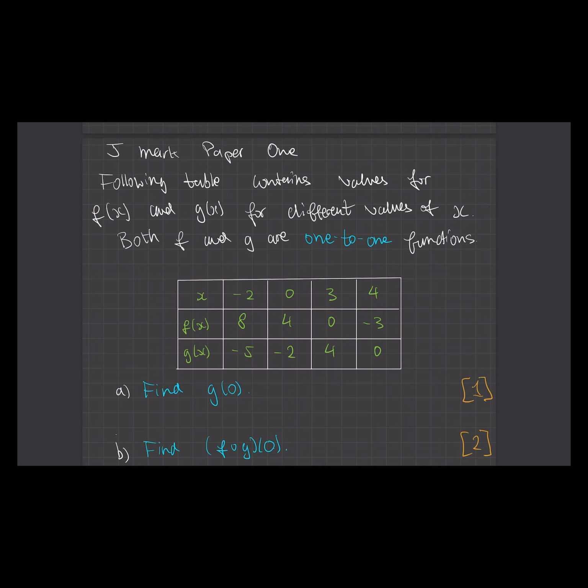So find g of 0. That means we just have to look, when is x 0? Okay, so x is 0 here. g of x is minus 2. So that's pretty simple. So g of 0 equals minus 2.